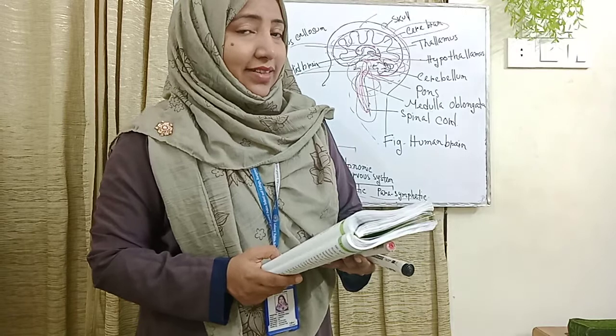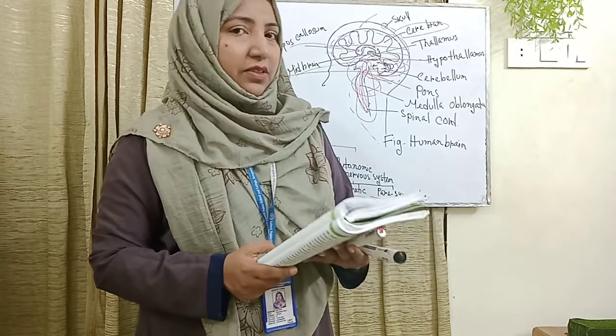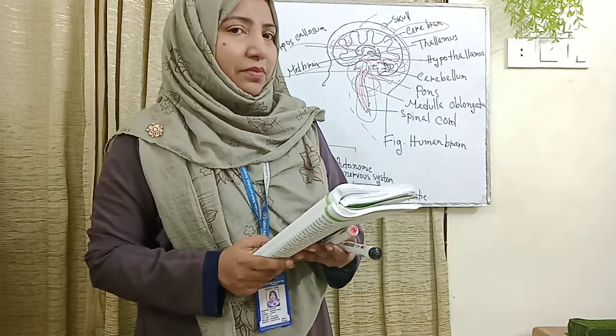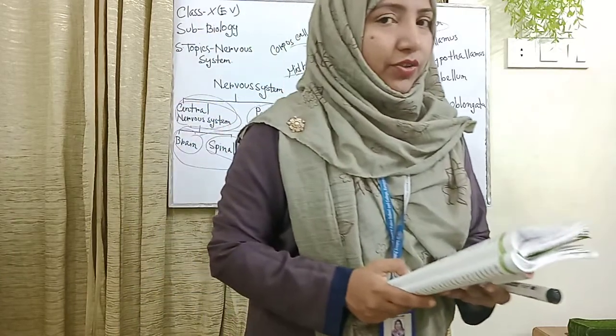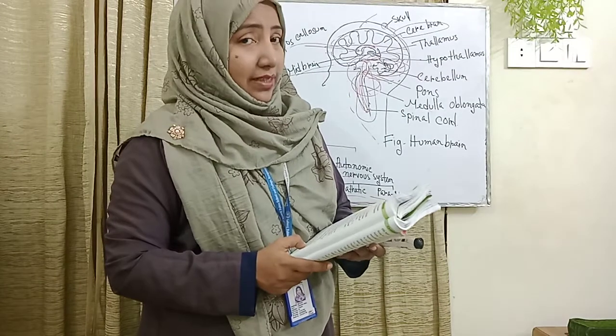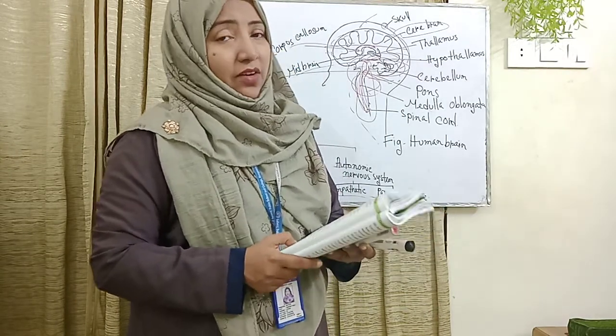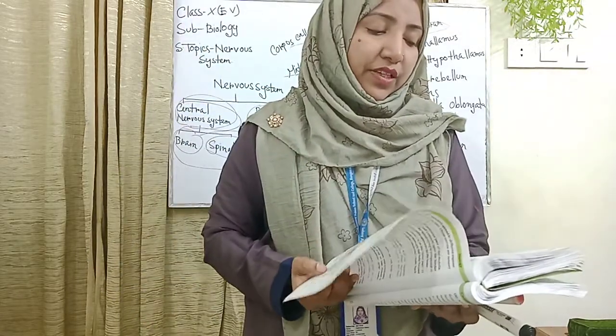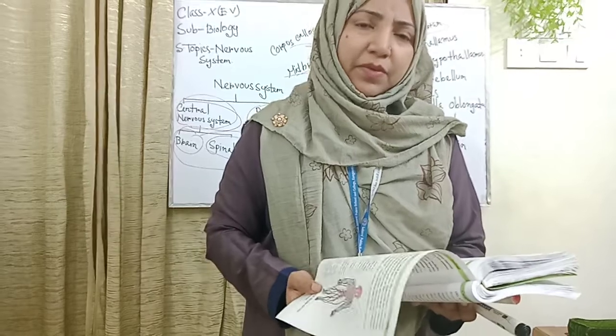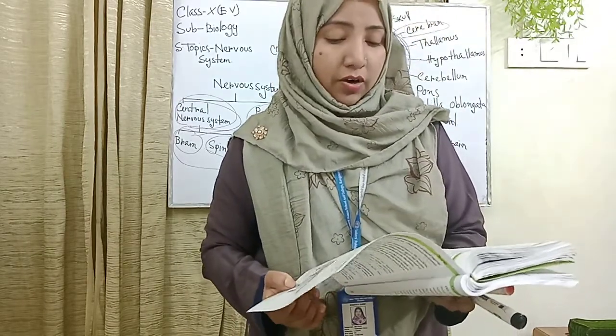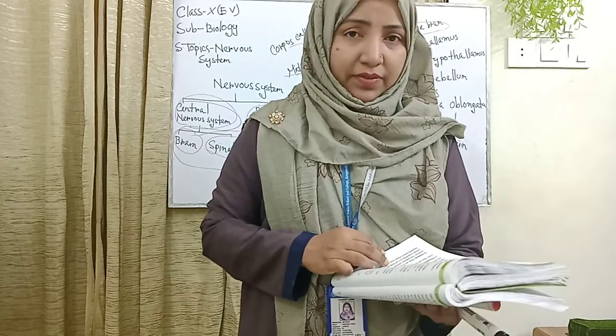Dear students, I just explained about the central nervous system. The central nervous system basically has two types. The first type is the brain. In the previous lecture I explained about the brain. It has three parts. The first part is the forebrain or prosencephalon. The second is the midbrain or mesencephalon, and the third is the hindbrain or rhombencephalon.